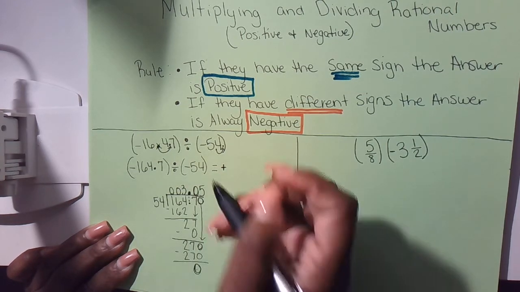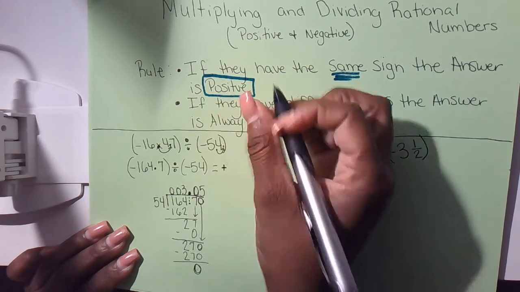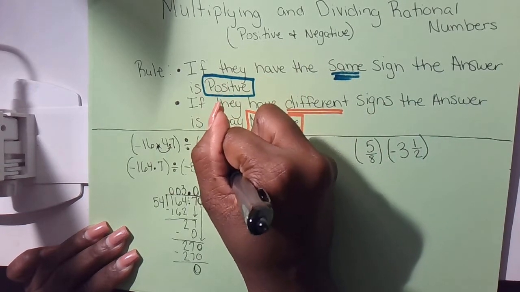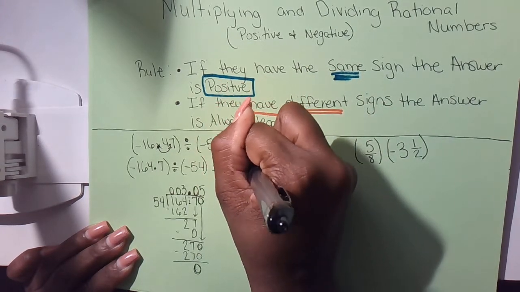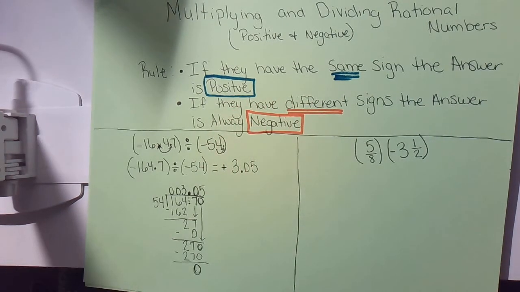Now, what's my quotient? My quotient is up here. Alright, and I know that my quotient is going to be positive because I had 2 negatives, so my quotient is 3 5/100. Alright, let's move on to our multiplication.